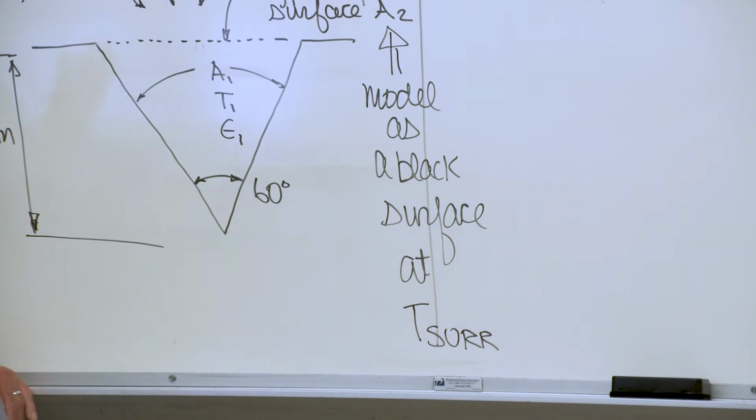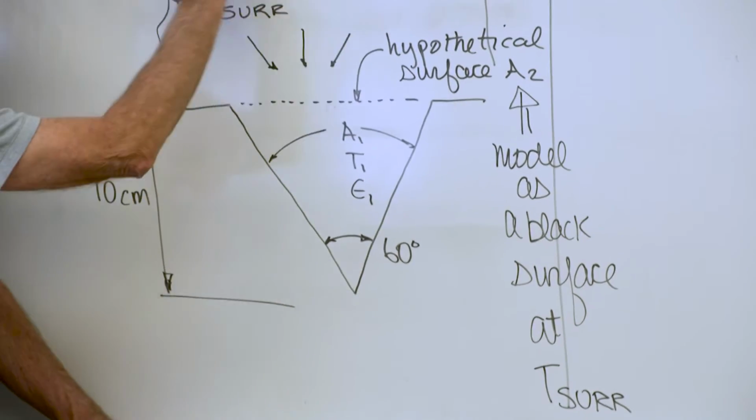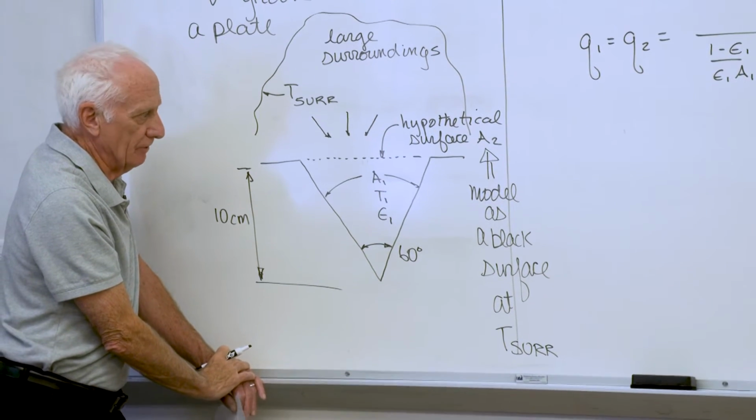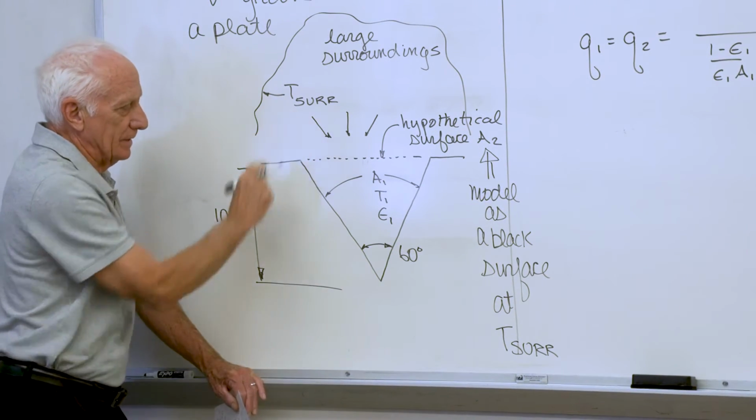The radiation that comes through that dashed line from the large surroundings appears to have come from a black surface at the temperature of the surroundings. Okay.